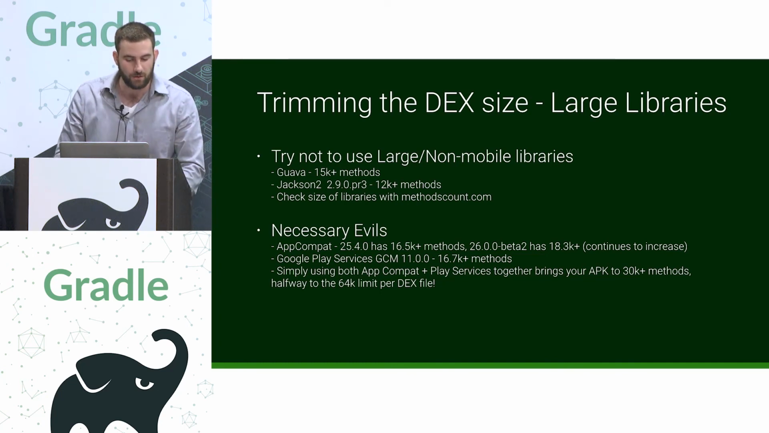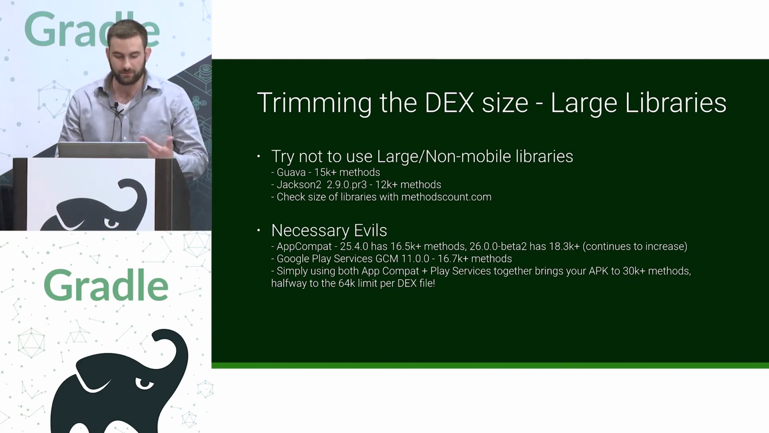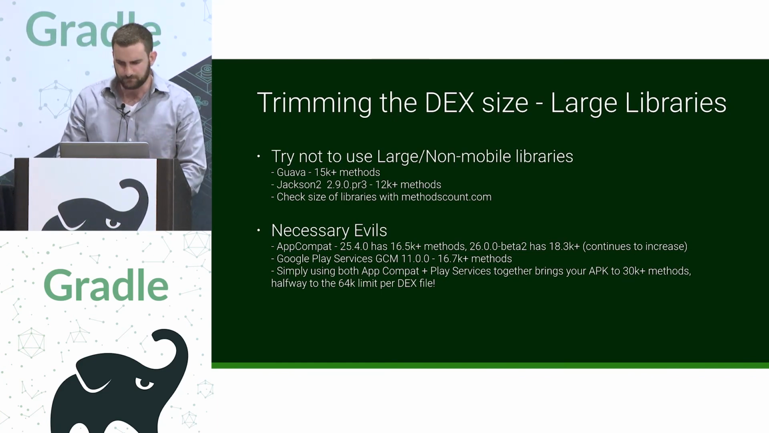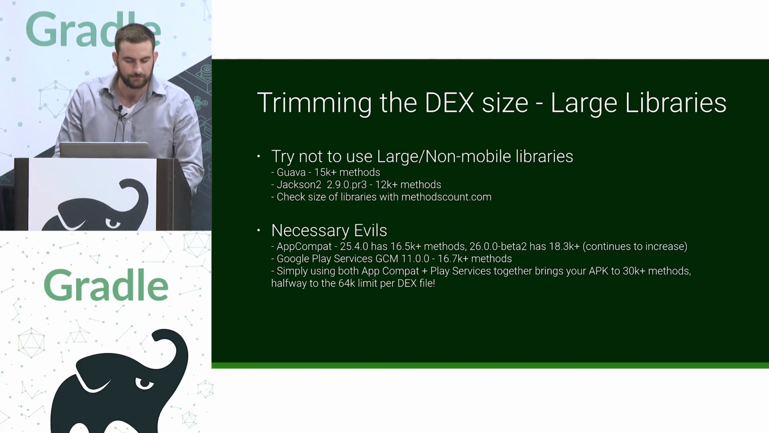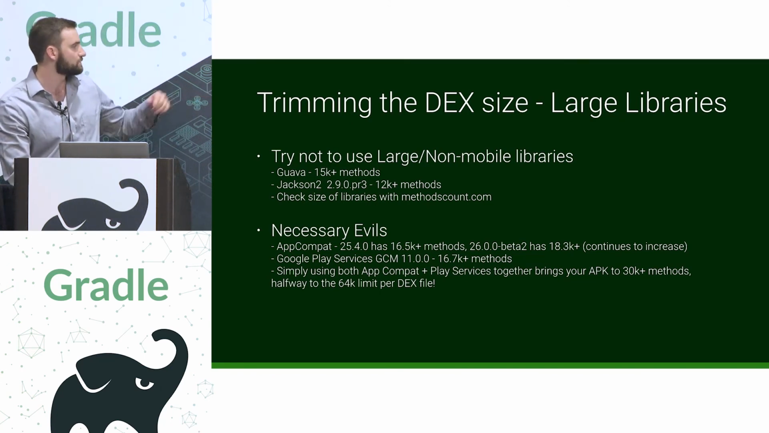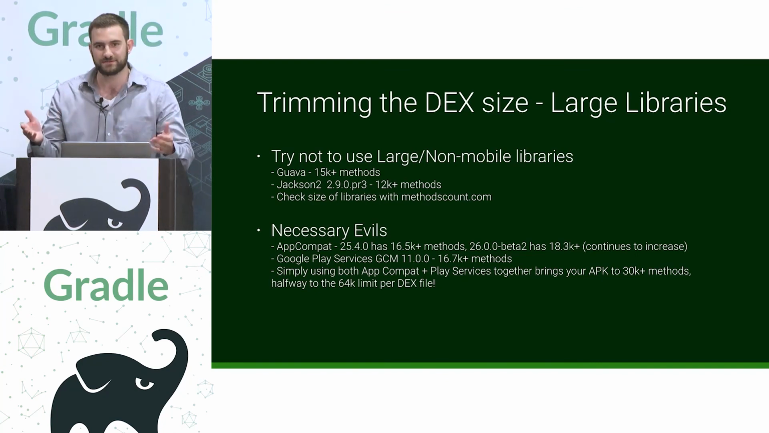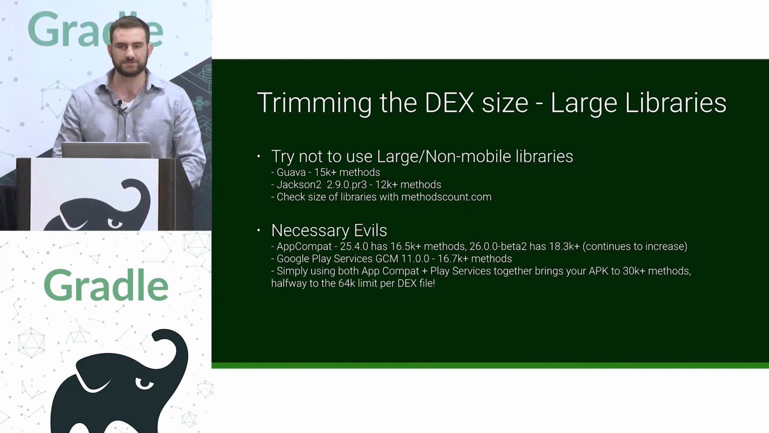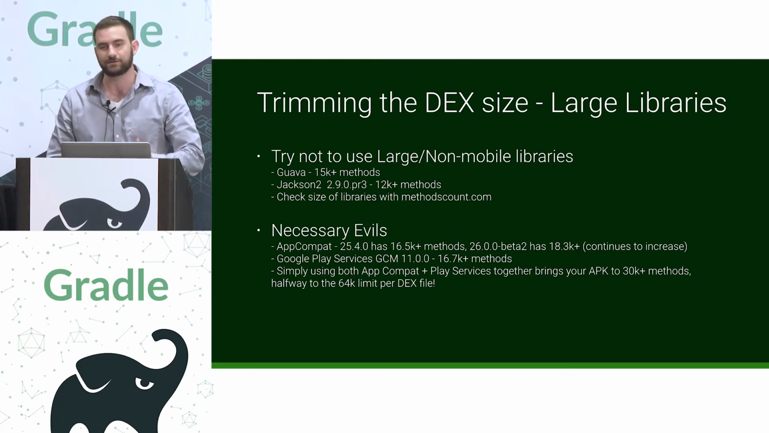But one thing we did have was Guava, which had 15K plus methods, and we were using Jackson. One tool that I use is MethodsCounts.com, and I'll show you a picture of that in a second to help vet and choose, make sure of certain libraries and their transitive dependencies before we go ahead and add them in. But of course, like most of us in the room, we have necessary evils, such as AppCompat and Google Play Services. So here's an AppCompat version we're using. It already comes with 16K plus methods, which also brings in other transitive dependencies such as support library 4, annotations, and a few others. And then we're only using GCM from Google Play Services. Thank God, it's already so big.